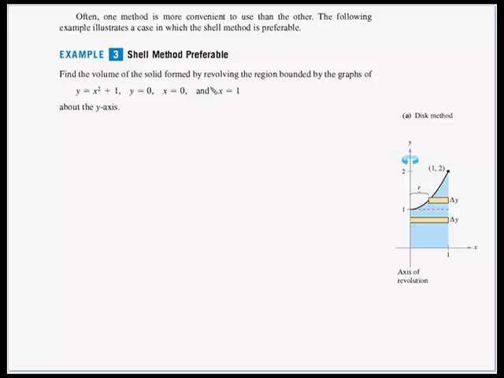Example 3, find the volume of the solid formed by revolving the region bounded by the graphs of y equals x squared plus 1, that's our upward opening parabola, y equals 0, that's the x-axis, x equals 0 is the y-axis, and x equals 1. And we want to rotate about the x-axis.